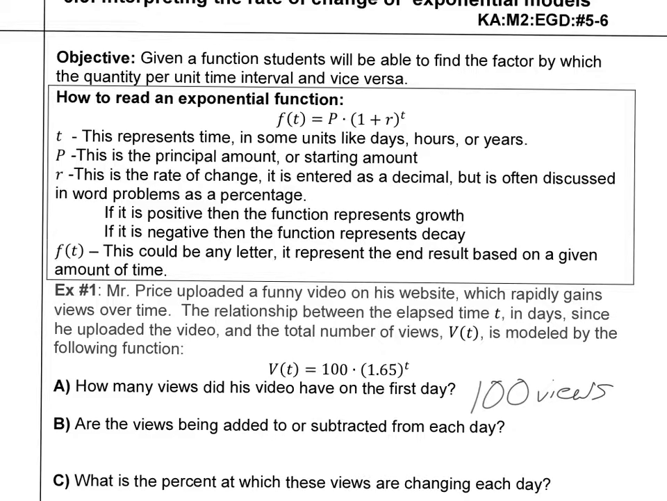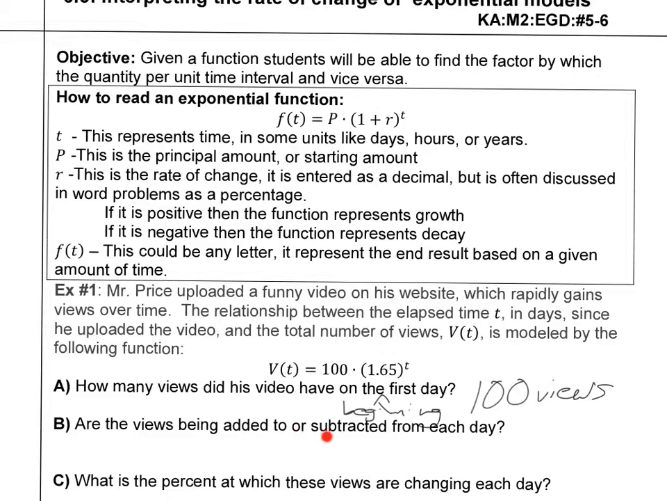Now, actually, a better way of phrasing that question would be at the beginning of the first day, because if we plug in a 1 there, we'll get something other than 100. So maybe I should have said how many views did his video have at the beginning. I know my handwriting sucks, but that should say beginning, because technically it's at the beginning of the day that he starts with 100, and then throughout that day it grows.